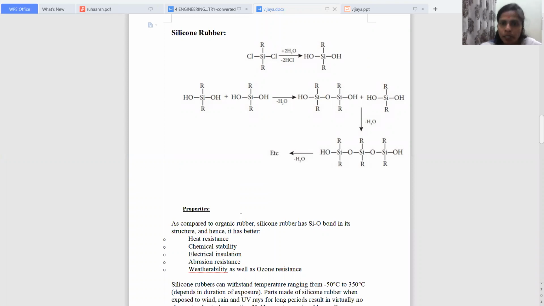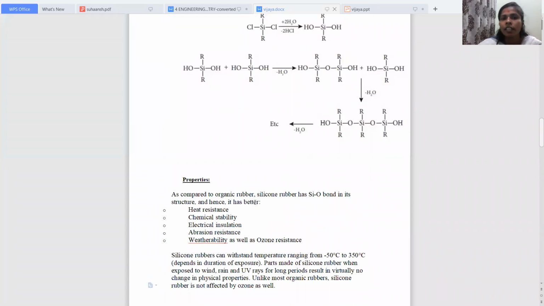Now let us see the properties and applications of silicone rubber as compared to organic rubber. What are the organic rubbers here? Organic rubbers are what we saw yesterday, that is the butyl rubber and Buna-S rubber. Compared to the organic rubber, silicone rubber has Si-O bonds in its structure, and hence it has better heat resistance, chemical stability, electrical insulation, abrasion resistance, weatherability, as well as ozone resistance.